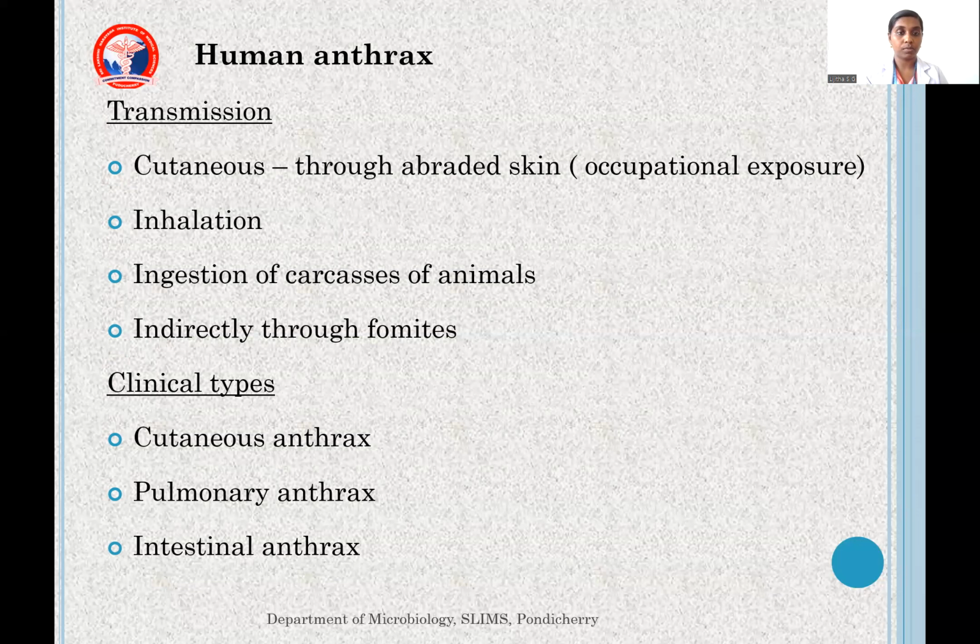The third mode of transmission is also rare. That is ingestion of carcasses of animals. If that happens, it will produce intestinal anthrax. So the three clinical types are cutaneous anthrax, pulmonary anthrax, and intestinal anthrax.